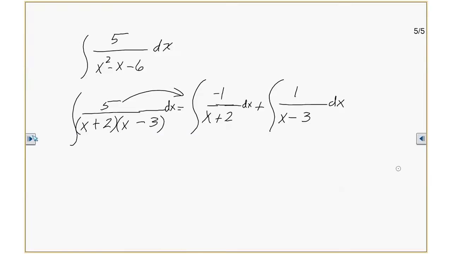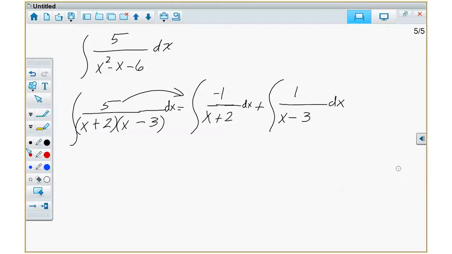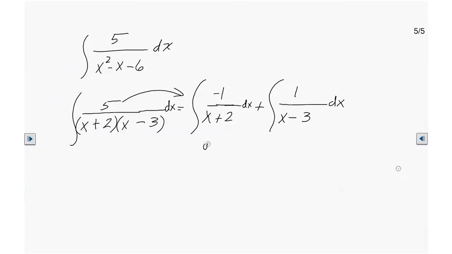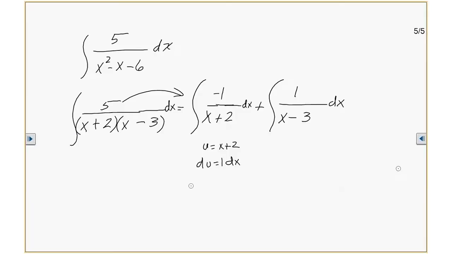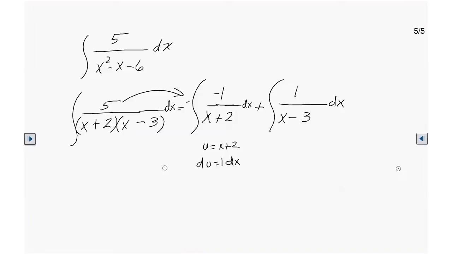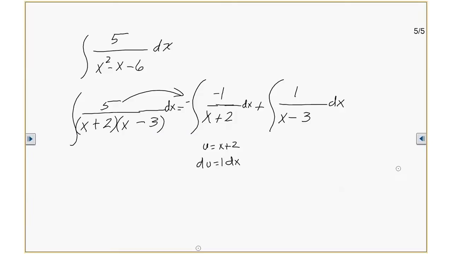And what is that? Well, if u is equal to x plus 2, du is equal to what? dx. So we've got du over what? Well, we got to add a negative here. Well, you got 1 dx, but a negative, so that means you got a negative out front. Okay? So that's going to be negative natural log of x plus 2.